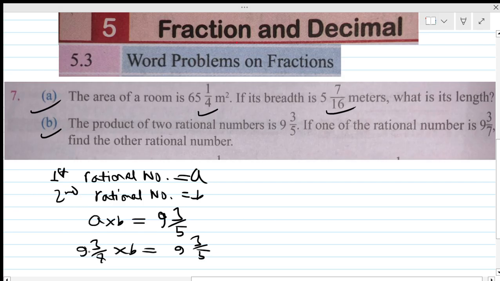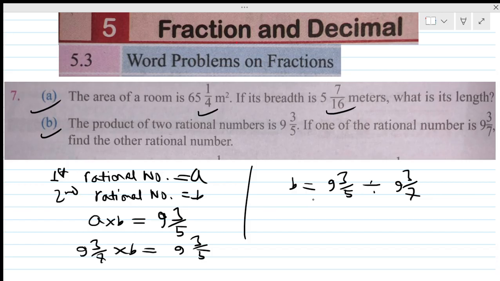Now 9 whole number 3 by 7 is multiplying with B. So when you send this to the other side, we have to divide. So B equals 9 whole number 3 by 5 divided by 9 whole number 3 by 7. The thing is the same. Convert the two mixed fractions into improper fractions first, then change the divide sign into the product sign by reciprocating the divisor, and then simplify, and you will get the value of B. That will be the value of the next rational number. So that is how I have let you understand number 7.